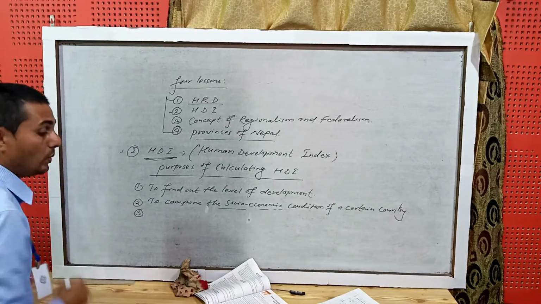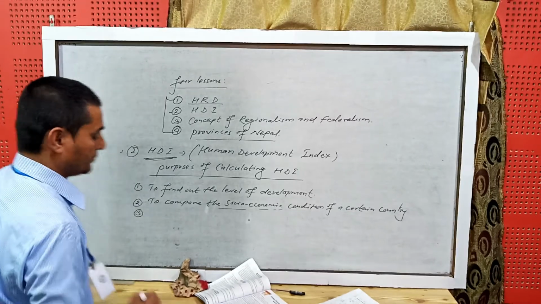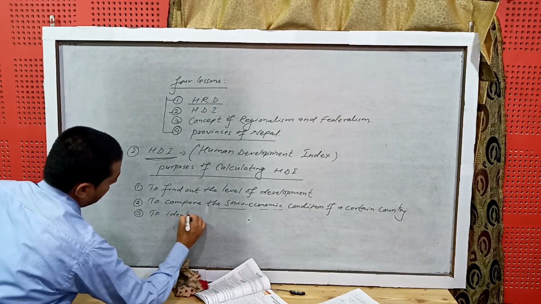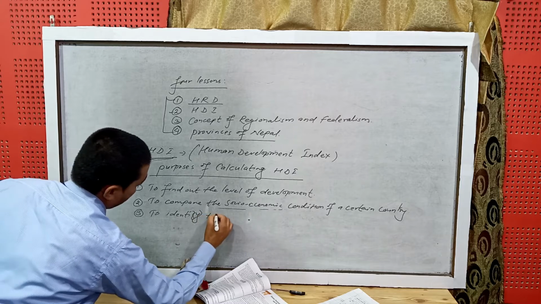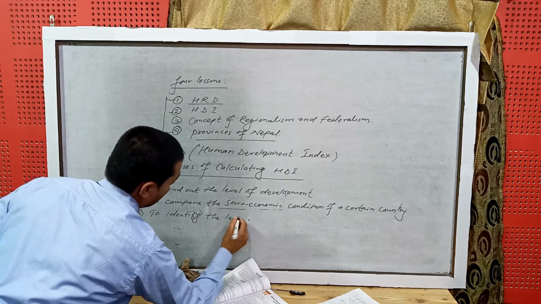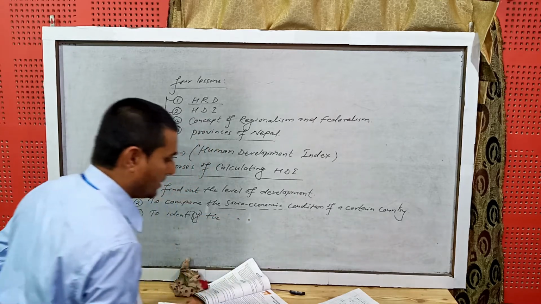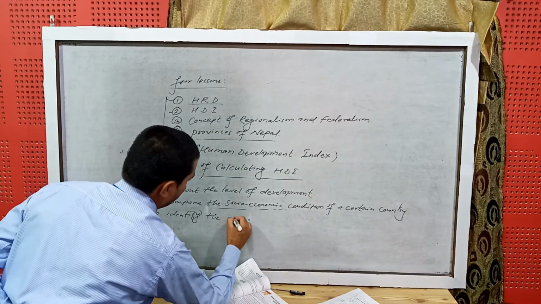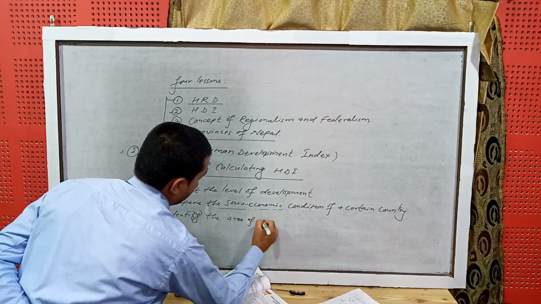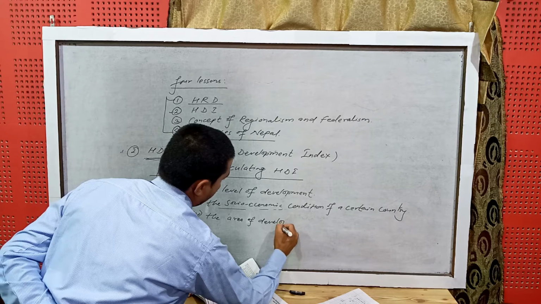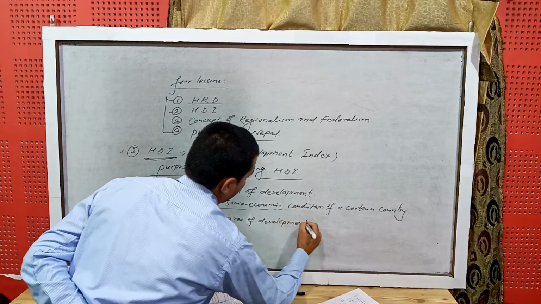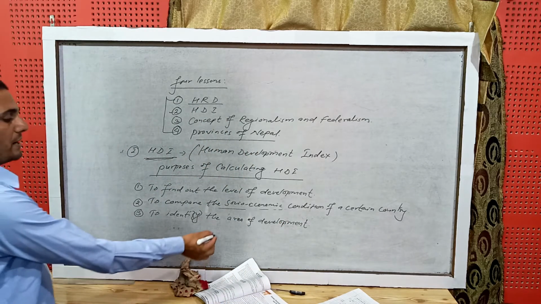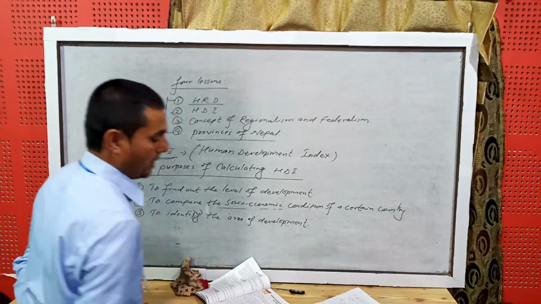Similarly, the third one is to identify the area of development. The next purpose of calculating HDI is to identify the area of development.